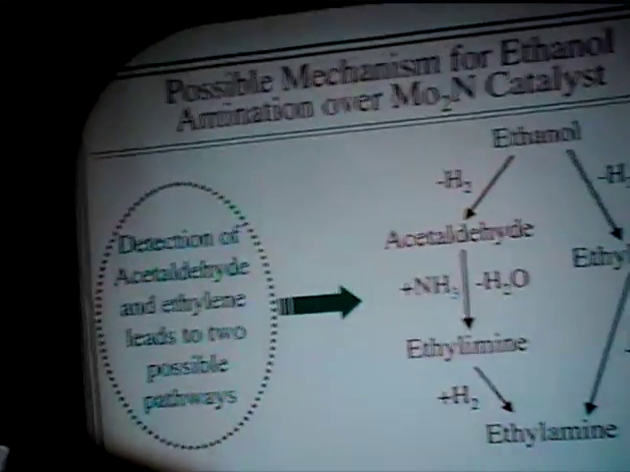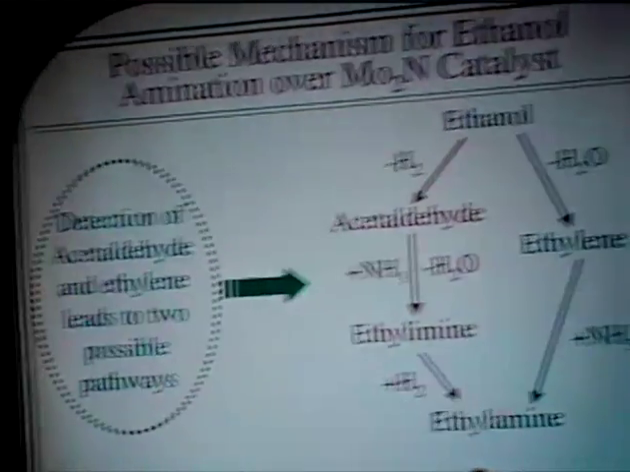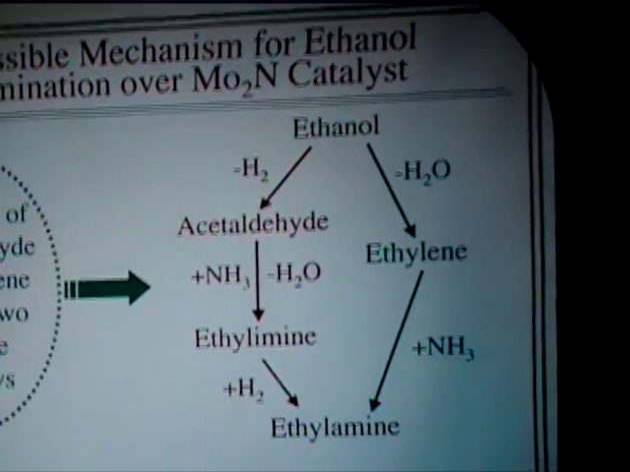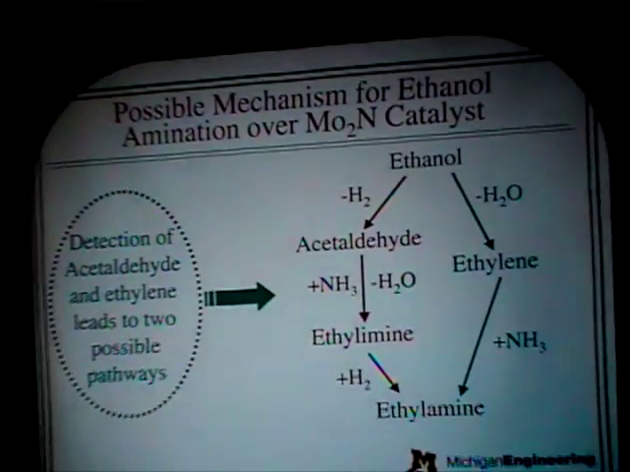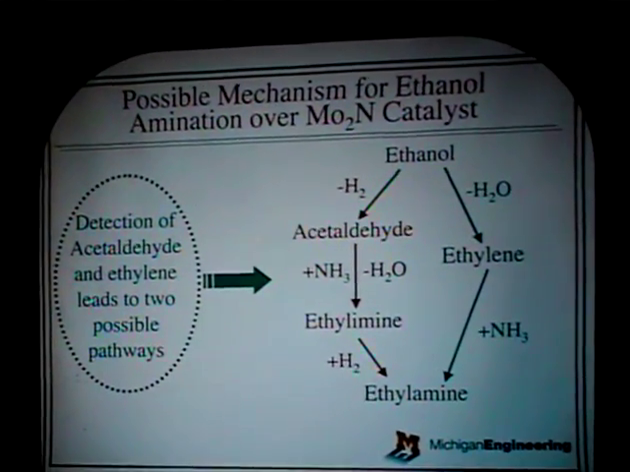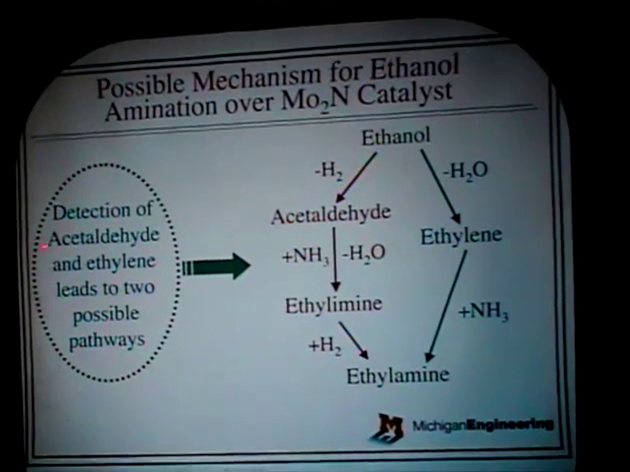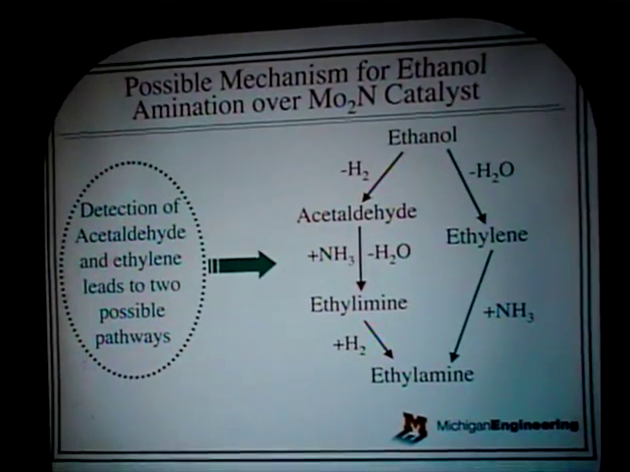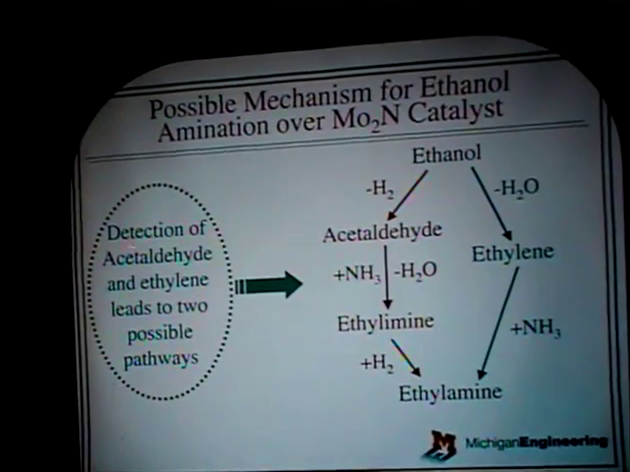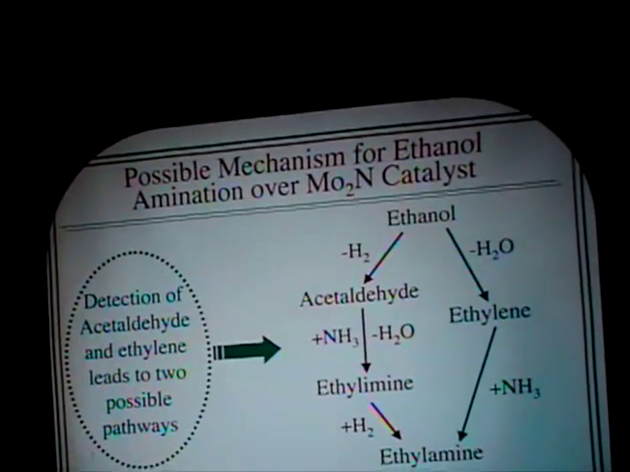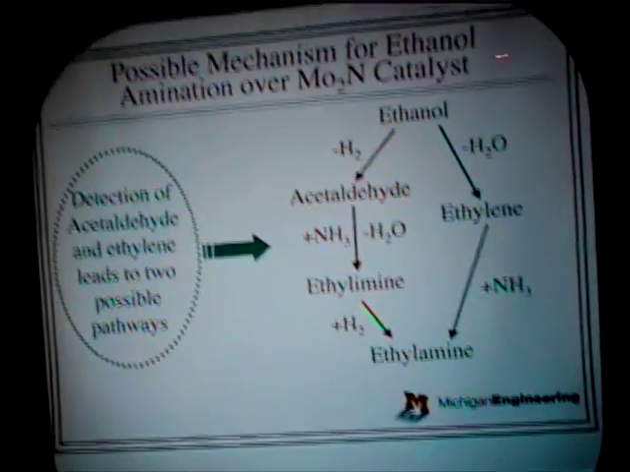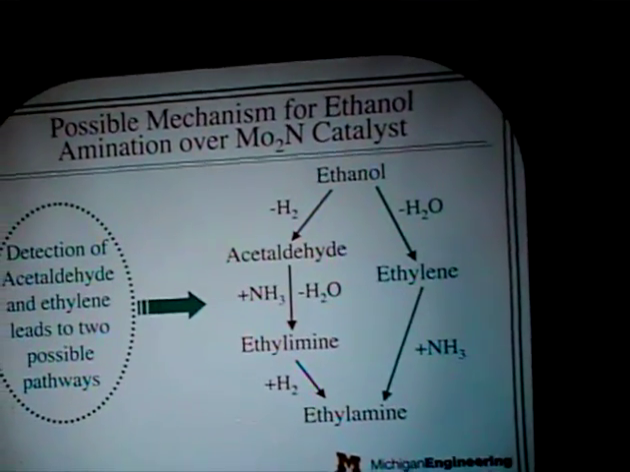Now, after establishing that these materials are good for the synthesis of amines from ethanol, we tried to elucidate the reaction mechanism for this reaction over nitrides and carbides. And we have found two intermediates during our earlier studies, which are basically acetaldehyde and ethylene. Ethylene in a good quantity, but a very, very negligible amount of acetaldehyde. But the detection of these two intermediates at least indicates that there may be two possible pathways for this reaction.